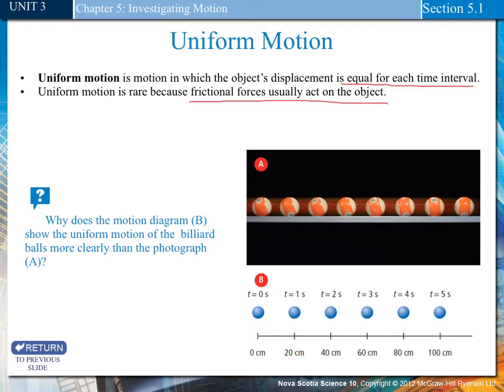Why does the motion in diagram B show uniform motion of the billiard ball more clearly than the photograph in A? Think about it. Well, our number line has numbers that can be used as reference points, whereas our picture above does not.